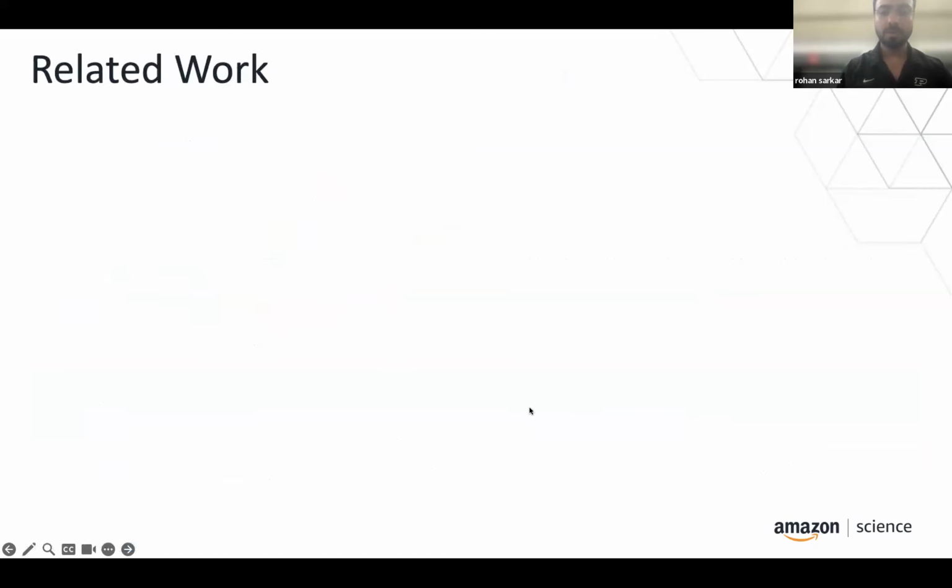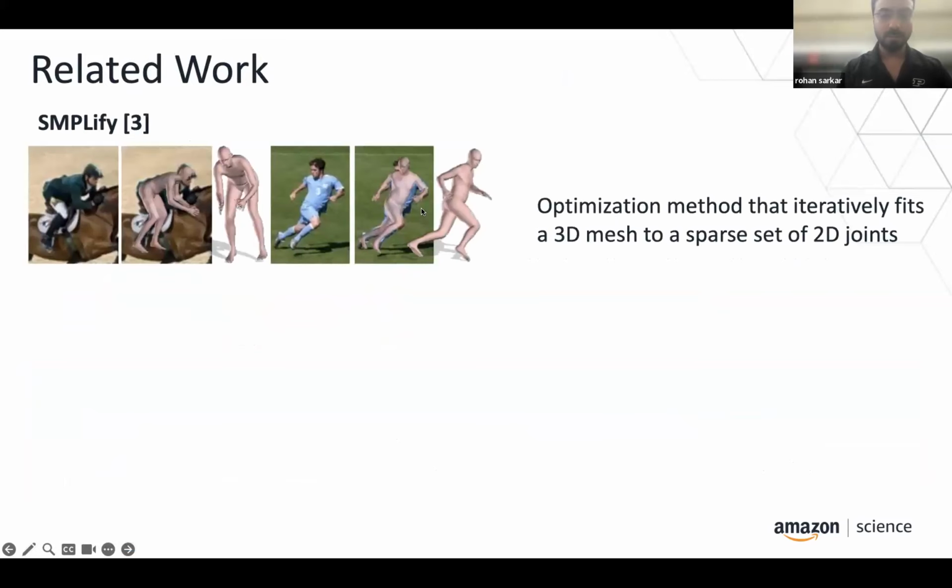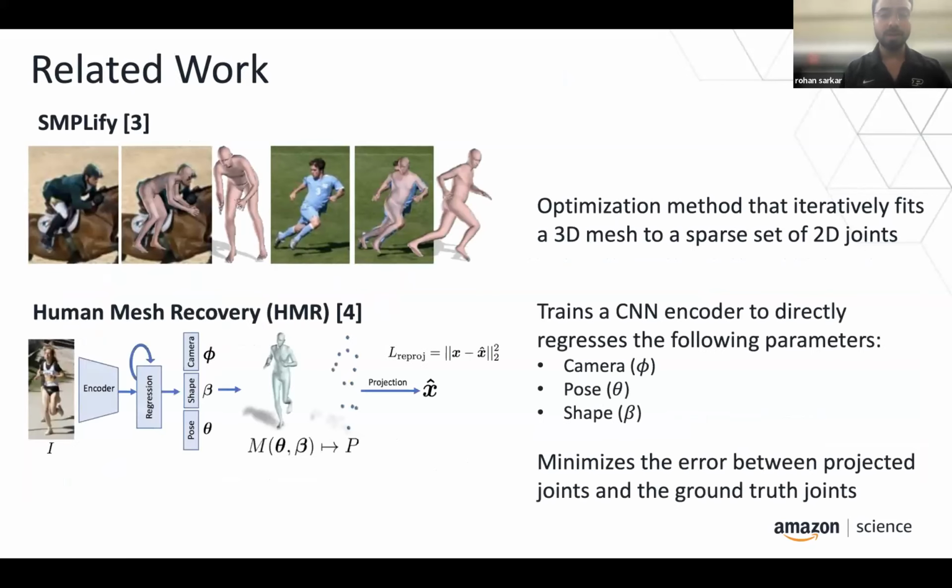There are two types of approaches that have been typically used in prior work. Those are optimization-based and regression-based methods. Optimization methods iteratively fit a 3D mesh to a sparse set of 2D joints, and on the other hand, a regression-based method like HMR directly regresses the SMPL parameters and the camera parameters. During training, they minimize the error between the projected joints from the predicted mesh and the annotated joints.